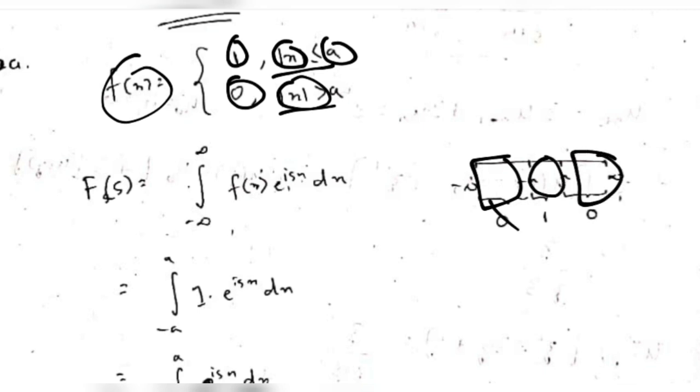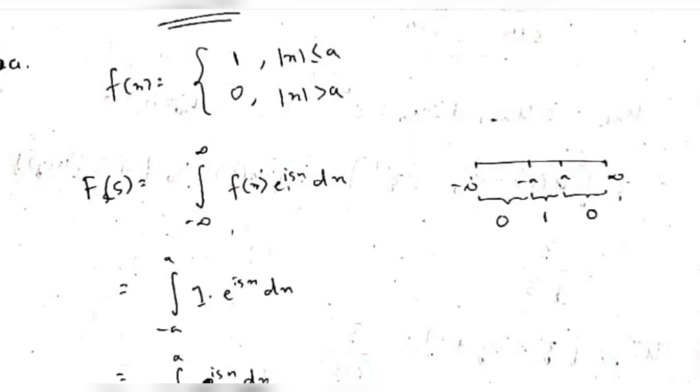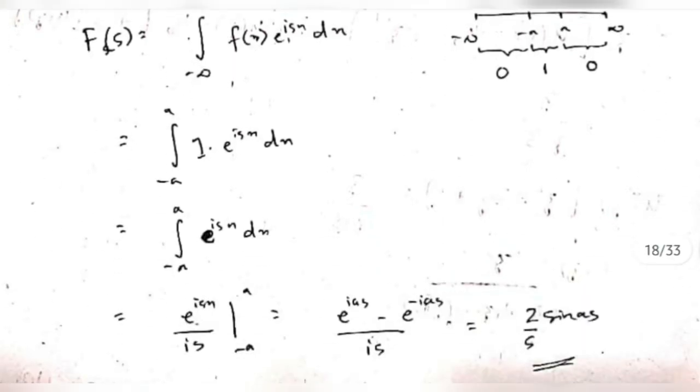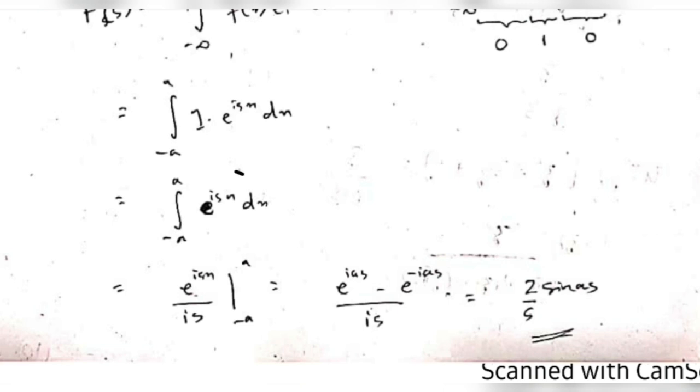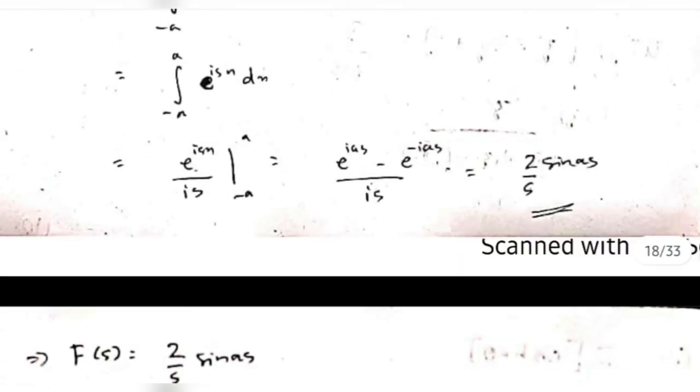In these two cases, |x| is greater than a, so it will be 0. We will be just considering the middle case, minus a to a. So this limit will be from minus infinity to infinity. Since the terms here are 0, the only limit which is getting considered is the middle one. So we will be taking the limit as minus a to a, and in that limit f(x) is 1, as given in the question, 1 when |x| is less than a. We will be finding the integral and substituting the values, and we will get 2/s sin as.